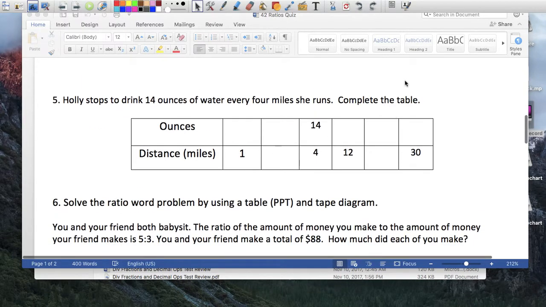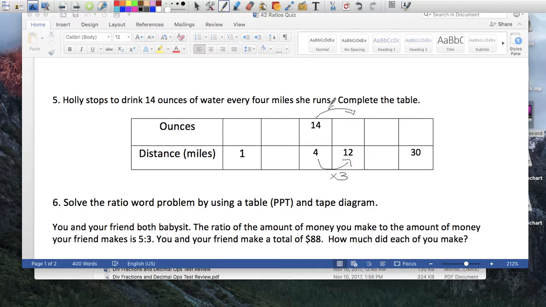Okay, so complete the table. You're missing values here, here, and here. The only one that we know is this up and down relationship. Anything times 4 gives you 14? Not that I know of. Anything divided by 14 gives you 4? Not that I know of. So not much of an up and down here. But side to side, for 4 to 12, there is times 3. I'm going to take this and multiply by 3, and I get 42.